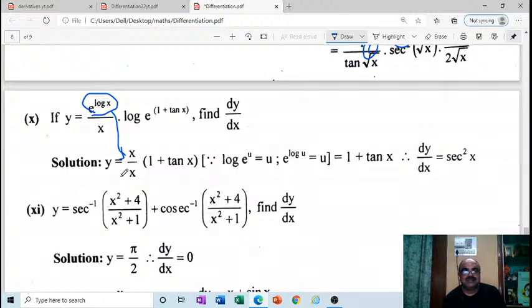So it will be x by x. Similarly, log of e power 1 plus tan x, the value is 1 plus tan x. These two cancel. Now 1 plus tan x differentiation. Differentiation of 1 is 0. Tan x differentiation is secant square x. Hope this concept is very clear to you, friends.